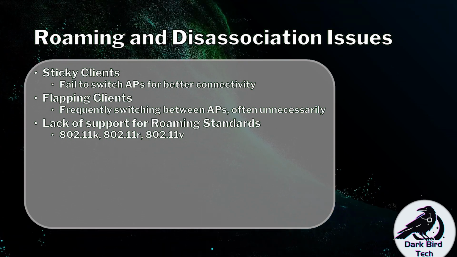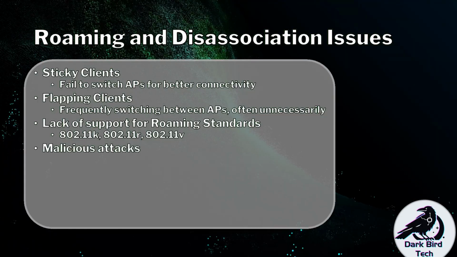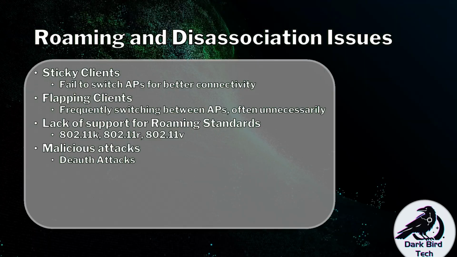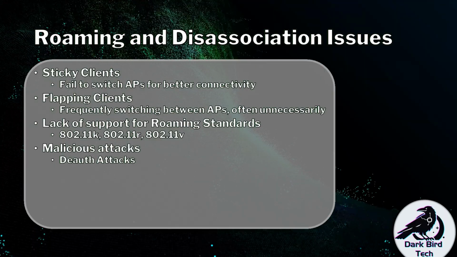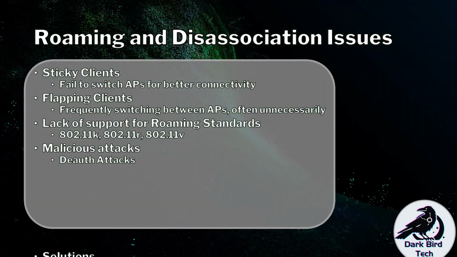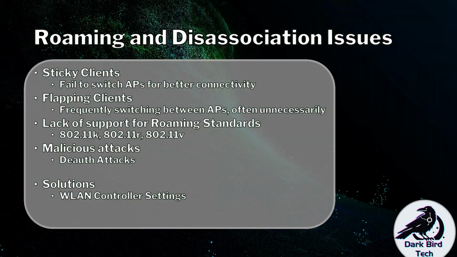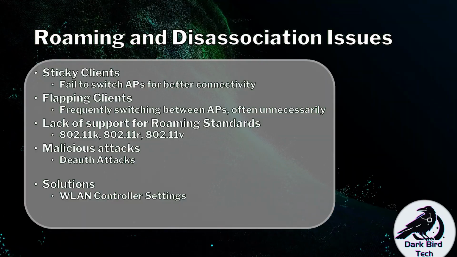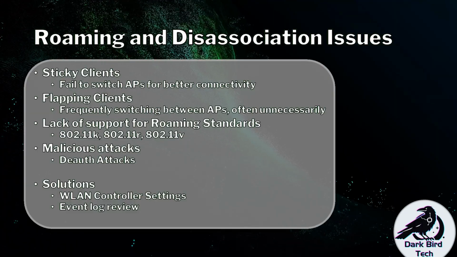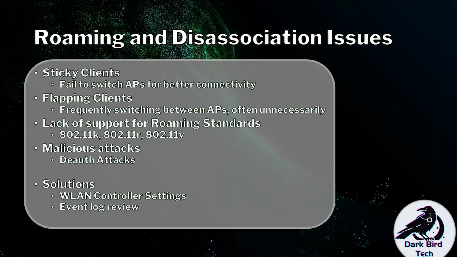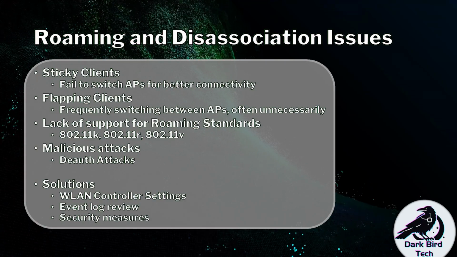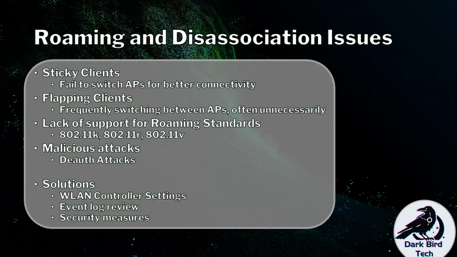Your roaming and disassociation issues could also be caused by a malicious attack, such as a hacker launching a deauth attack, hoping to make it a bit easier to try and capture the authentication and encryption information that they would need to bypass your wireless security. Solutions to these common issues can include adjusting settings on the wireless LAN controller, especially for roaming, reviewing any event logs and details on the network infrastructure, and if accessible and available on the clients as well, and then look at implementing a security measure if the roaming issues or disassociation seem to be originating from a security threat issue.